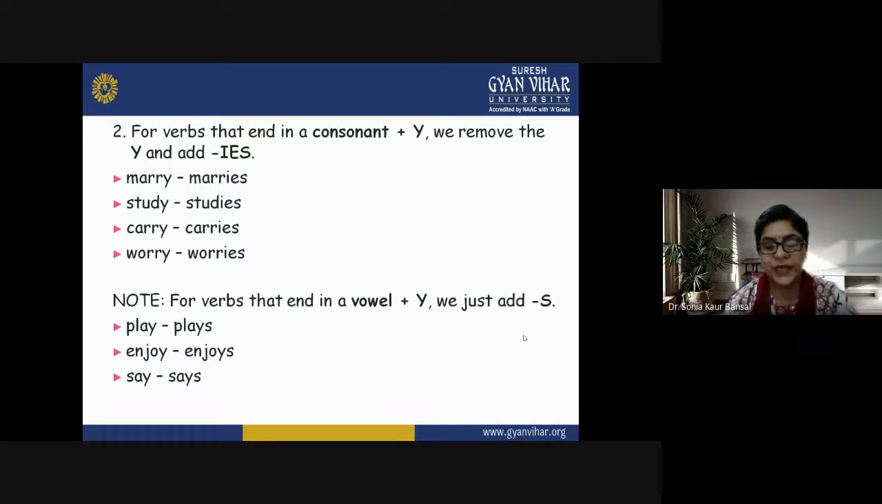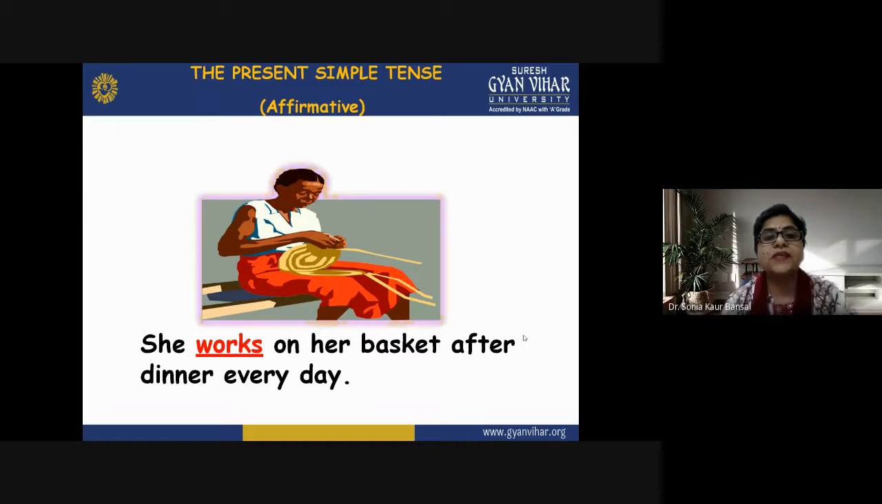Like play becomes plays, enjoy becomes enjoys, say becomes says, as the word ends with vowel plus y. Clear now? Then the present simple tense has another form, that is affirmative. Affirmative is when the statement is simply told to you. Like the lady is doing something and we have made a sentence on this: She works on her basket after dinner every day. That means this is an affirmative sentence, just describing what the lady does.